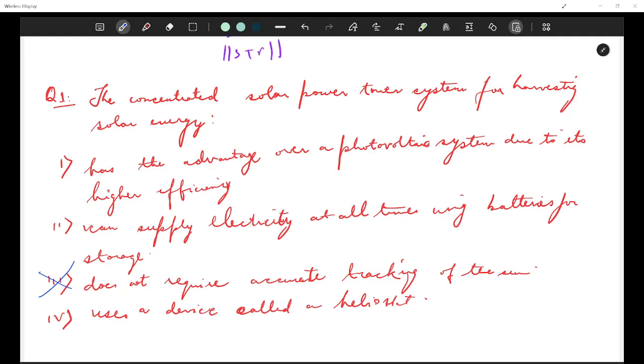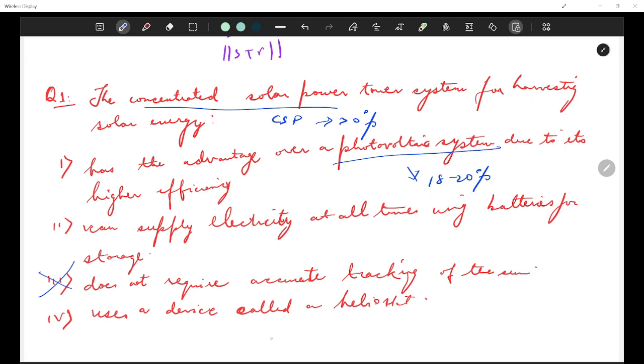It has the advantage over a photovoltaic cell due to its higher efficiency. This is correct, because in a CSP tower, thousands of mirrors focus sunlight onto a receiver, because of which very high temperatures are achieved, and high temperature means better thermodynamic efficiency, using the Brayton cycle. So for an efficiency comparison, PV panels are 18 to 20%, and for a dish concentrator or CSP tower, it is approximately 30%.